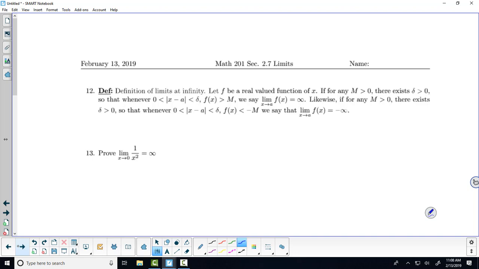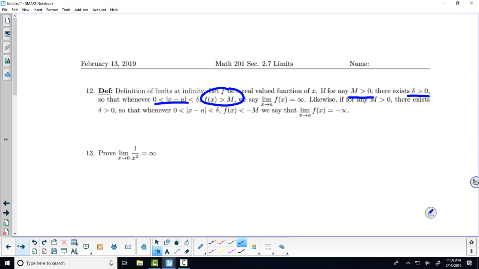Let f be any function. For any number M, and you usually want to think of M as a big number, like 1,000,000. If for any number M, there exists a delta, so that as long as you get within delta of your limit value, you can make the y value bigger than that M, then we can say the limit's infinity there.